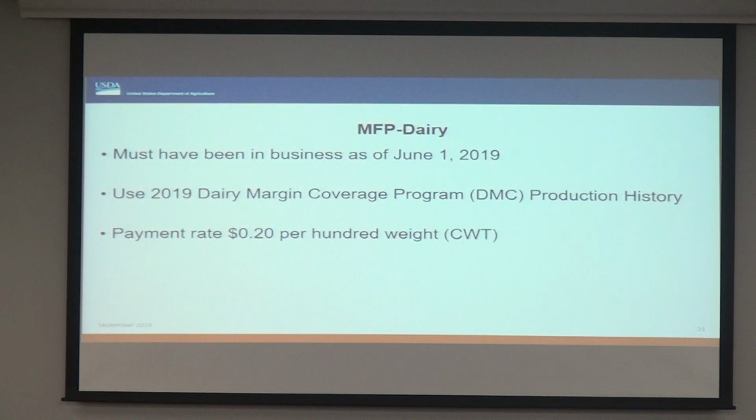So that's our specialty crops. Dairy, eligibility under this program, the dairy had to be in operation as of June 1 of 2019. And the payment rate's going to be based on production. To calculate that production, FSA is going to use the rules for our new Dairy Margin Coverage Program. Whether a dairy is participating in the program or not, the same rules will be used to determine production. And the payment rate for that is 20 cents per hundredweight.